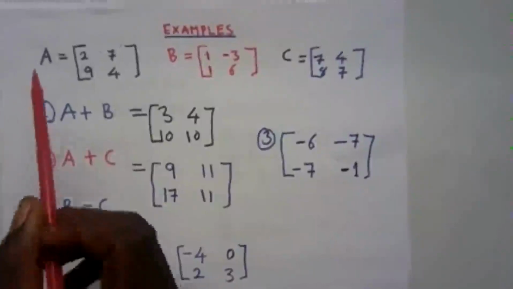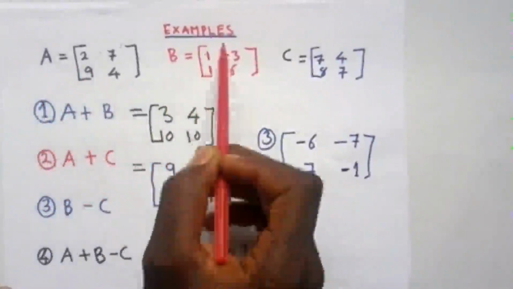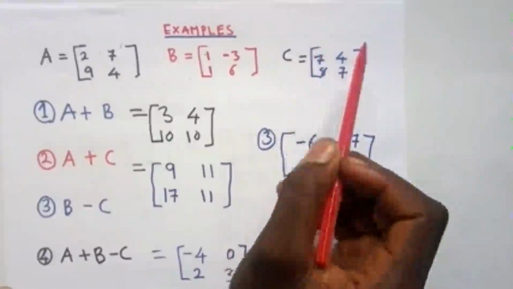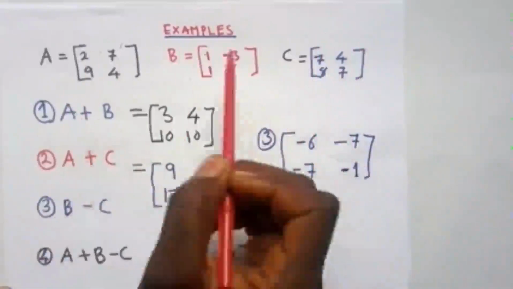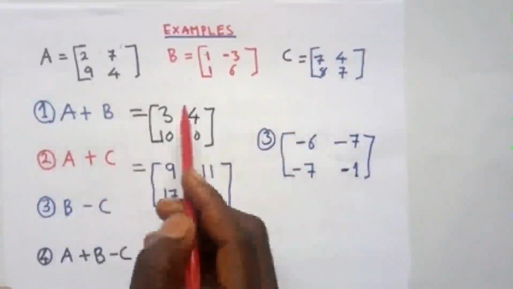Notice that matrix A is a 2 by 2 matrix, matrix B is a 2 by 2 matrix, and matrix C is a 2 by 2 matrix. Generally in matrices, you can only add or subtract if the matrices are equal.